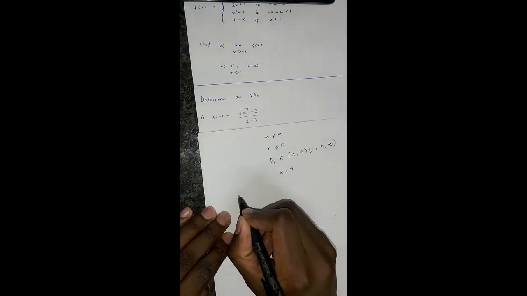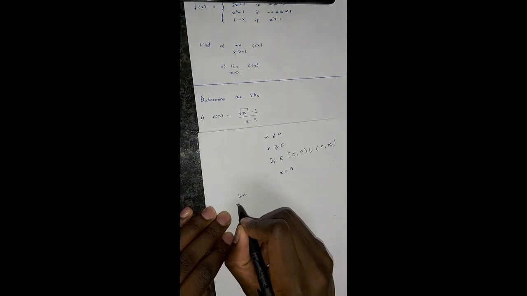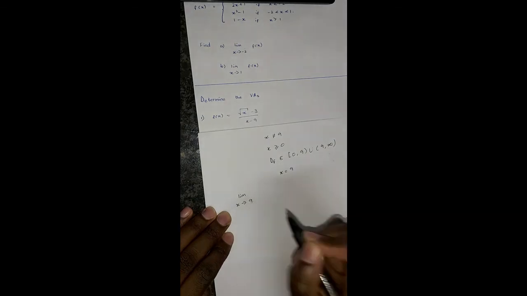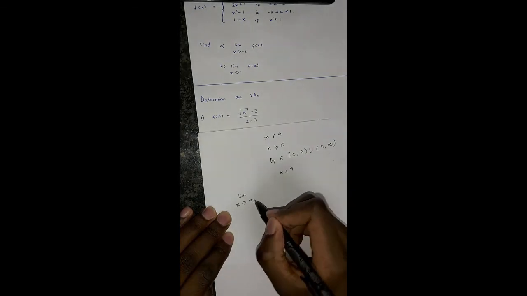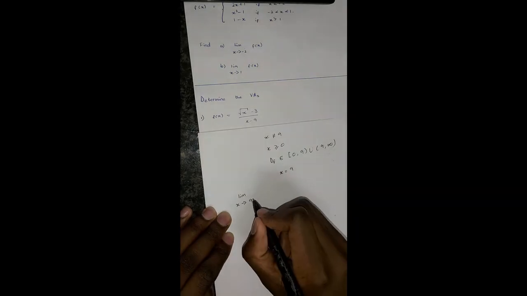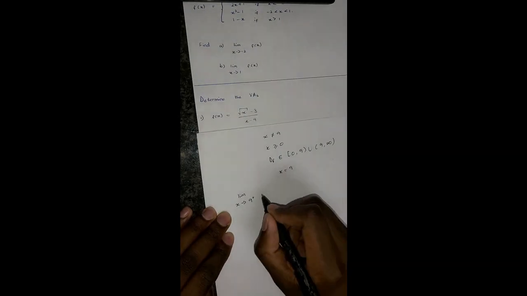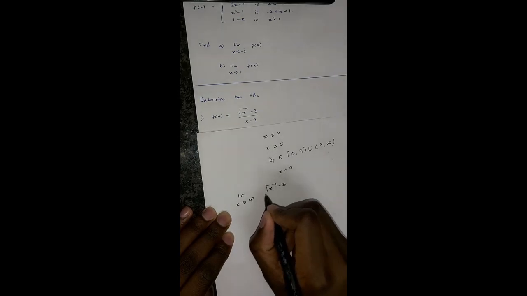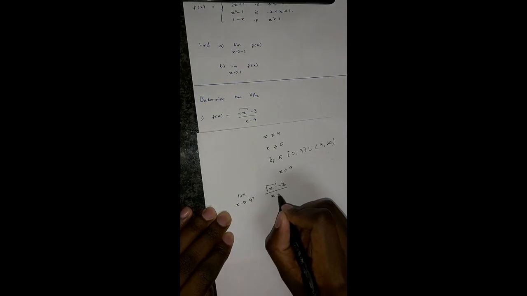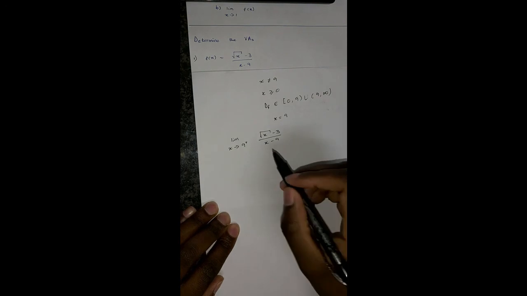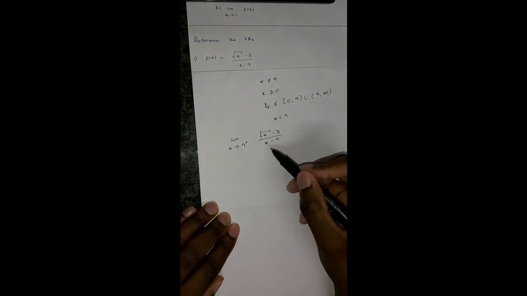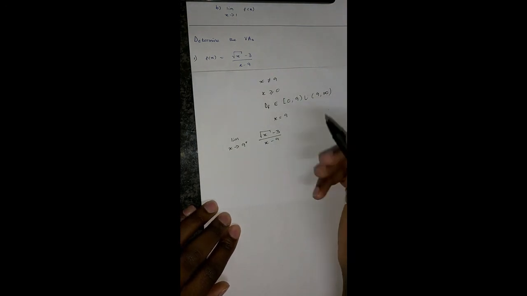So that's the limit as x approaches 9. It can be either from the positive or from the negative. So from the positive, of root x minus 3 over x minus 9. Okay, so first of all, we'll try direct substitution, but then you'll see that that's 9 minus 9 giving us 0, which is undefined.